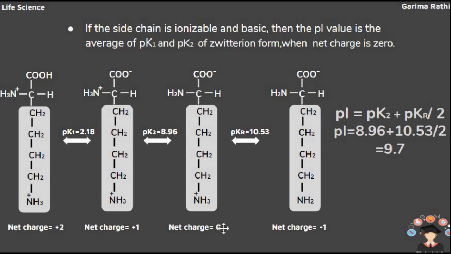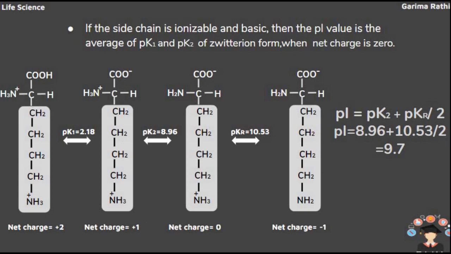After reaching the pH value of 8.96, the alpha amino group gets deprotonated. So in this case, the net charge will be 0, meaning only -1 charge on the alpha carboxylic group and +1 charge on the R side chain. On proceeding further, at pH 10.5, the amino group of the R side chain gets deprotonated. So at a very high pH value, the whole amino acid is present in the deprotonated form. So the net charge on the amino acid in this way is -1.